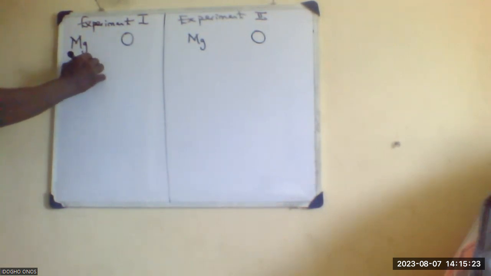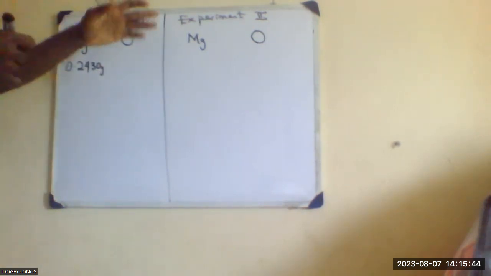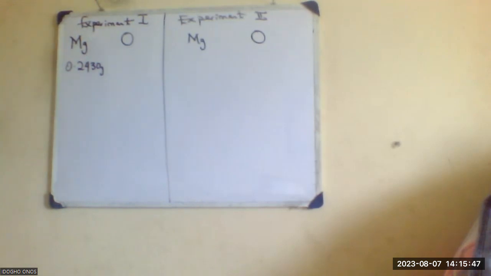Experiment 1: 0.2430. Is it 3 decimal places or 2 or 4 decimal places? It's 4: 0.2430, with a 0 at the end, gram. Then moving further in that same question, they now said it yielded 0.4030 of magnesium oxide. Good.